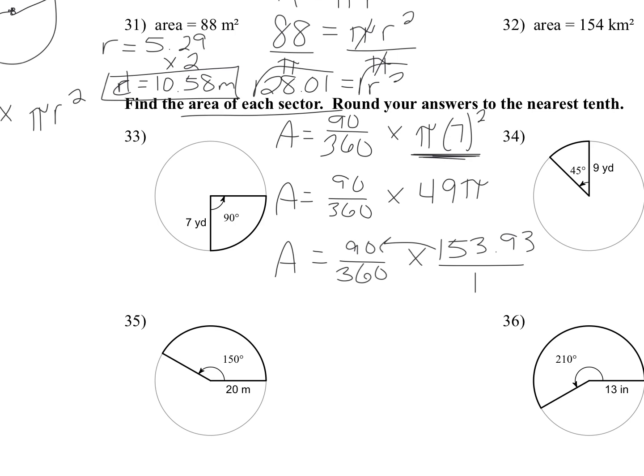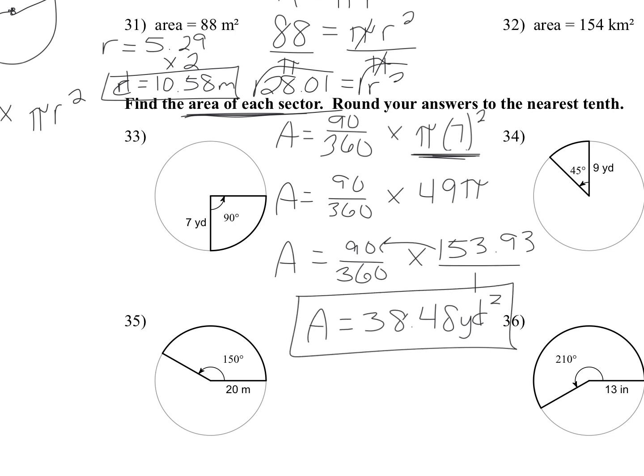Final answer is 38.48. What is my label? Yards, or is it degrees? Yards squared. What are we looking for? Area, so we need squared. Any questions so far?